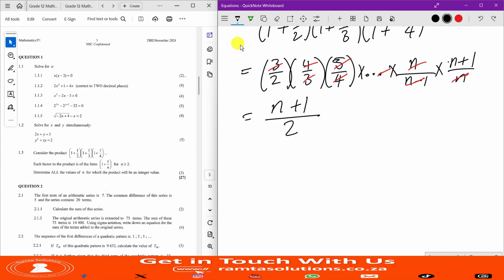Remember, integers include negatives, for example -3, -2, -1, 0. They don't have decimals. They are your natural and whole numbers combined, so even the negative ones. Now, for us to say we have an integer, what should happen? For this to really happen, remember n is greater than or equal to 2.